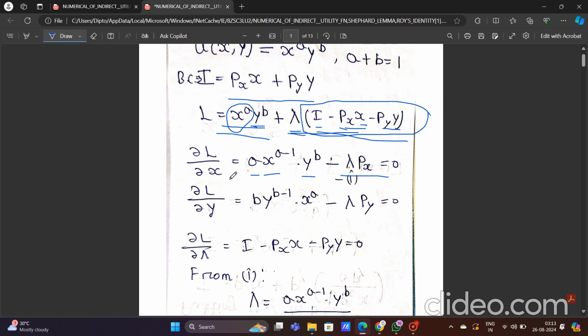In a similar way we are going to take the partial derivative of the Lagrangian with respect to y as well, and it will give us b into y to the power b minus 1 into x to the power a minus lambda py equals 0.